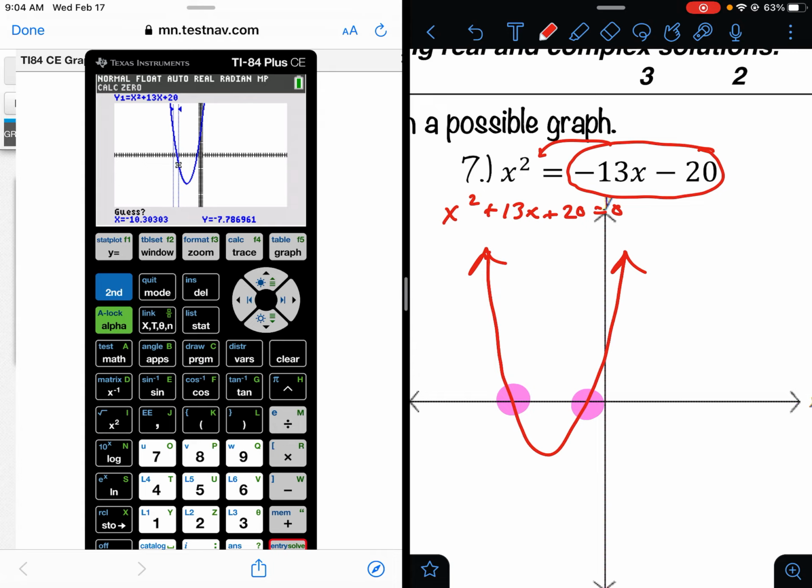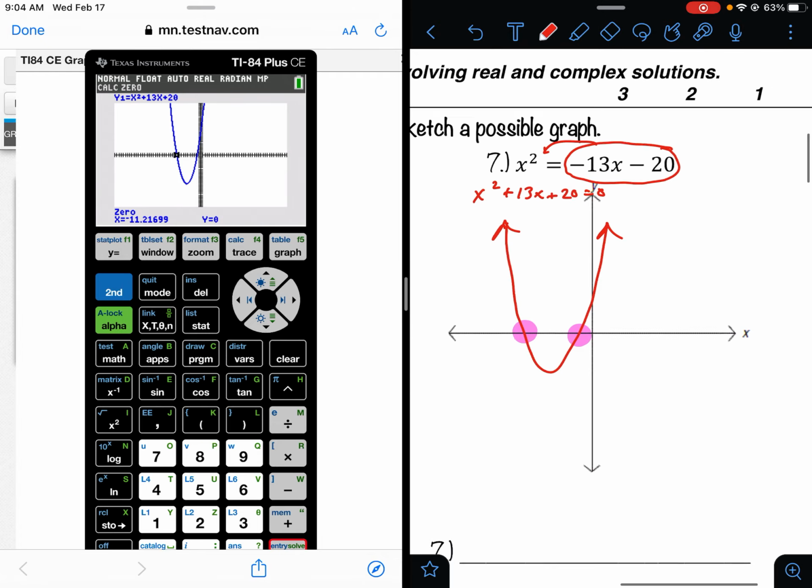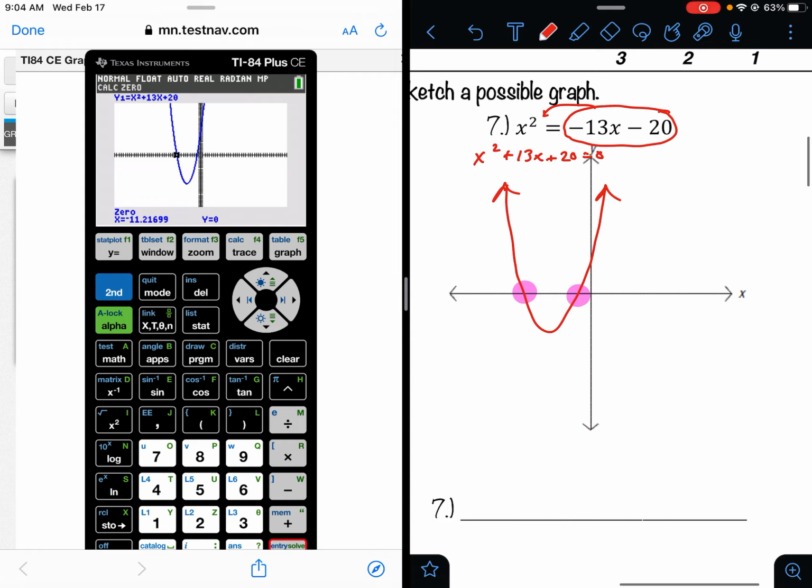Making sure that the cursor does cross the x-axis. It did cross the x-axis, so I'm good. And then hit enter a third time, and it tells me my x-intercept there is negative 11.2. So I'm going to put negative 11.2.